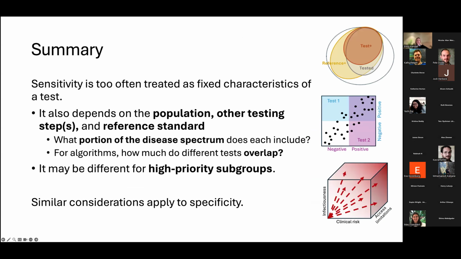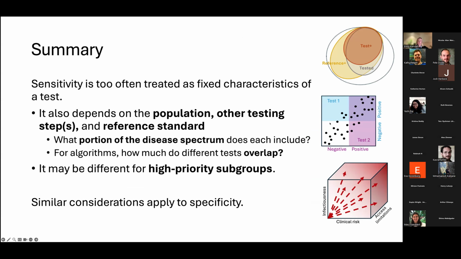So to summarize, sensitivity too often is treated as a fixed characteristic of the test, when in reality, you need to also think about the population you're testing, what other testing steps it's combined with, what reference standard you're using to evaluate it. I think a useful way to think about it is to think about what portion of the disease spectrum each of these tests, population selection step, any test steps, and any reference standard that you're using to define the denominator of sensitivity and specificity estimates.